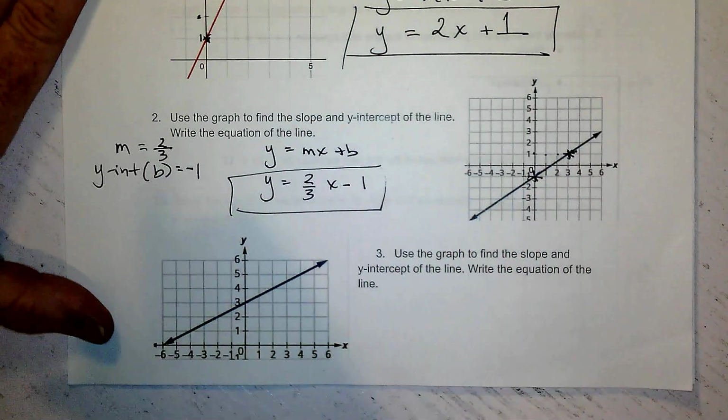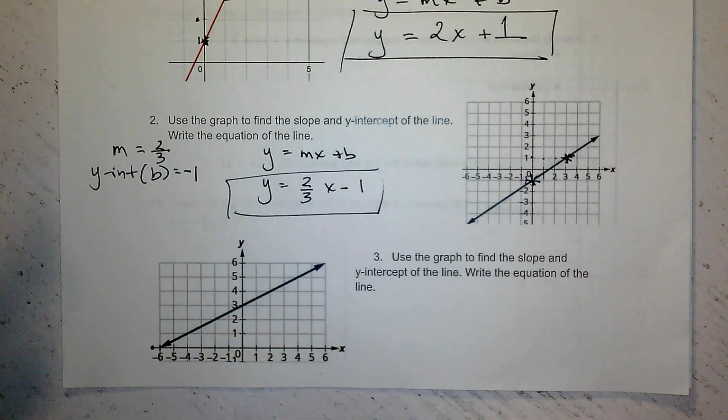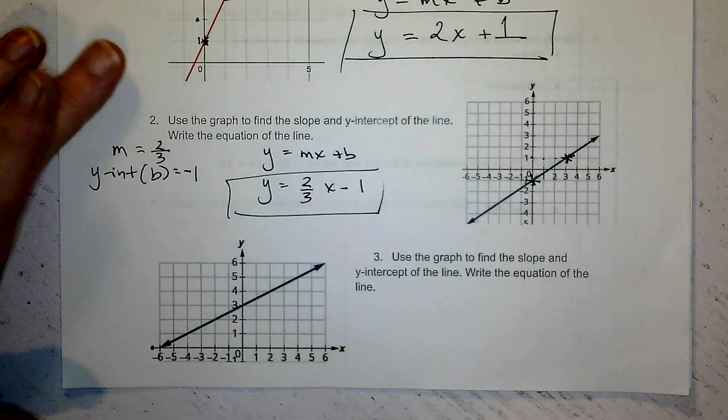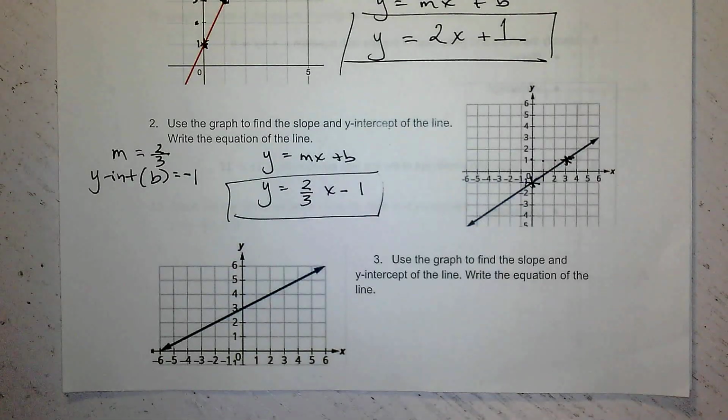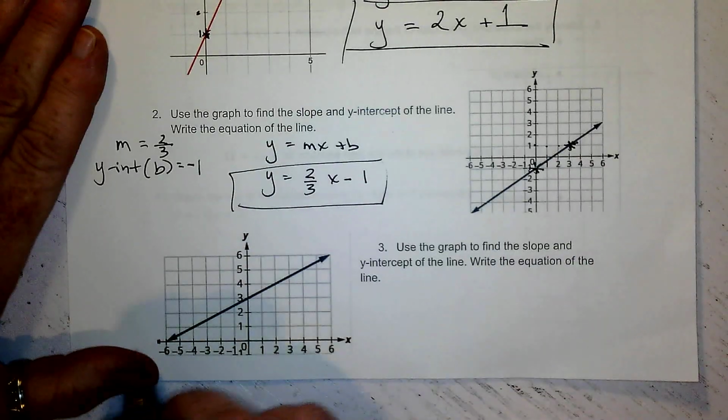All right, I'd like for you to pause the video again, whether you got this one right or not. If you have questions about this, please make sure you're writing them down so we can have a conversation about it. But if you have no questions, please, even if you did, please attempt this next one on your own and then come back to see how you did. Use the graph to find the slope, y-intercept, and then write the equation.